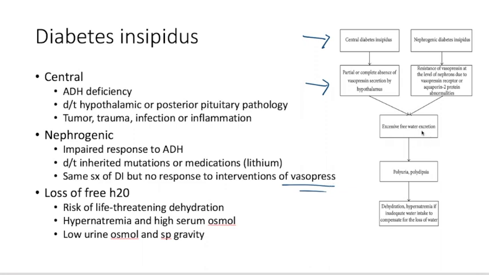So we get excessive free water excretion, polyuria, polydipsia. We get dehydration and hypernatremia if there is inadequate water intake to compensate for that loss of water. So we have that loss of free water, and we have dehydration, hypernatremia, high serum osmolality, low urine osmolality, and low specific gravity.